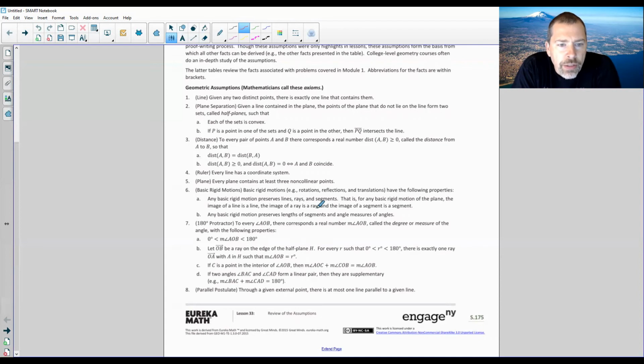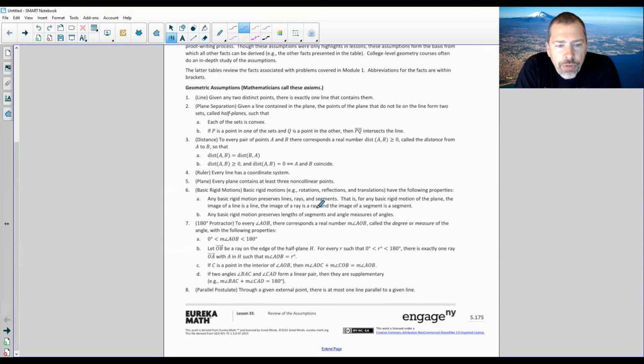3. Distance. To every pair of points A and B, there corresponds a real number, dist(A, B), greater than or equal to 0, called the distance from A to B, so that A, the distance from A to B equals the distance from B to A. B, the distance from A to B is greater than or equal to 0, and the distance from A to B equals 0 if and only if A and B coincide or are the same point. 4. Ruler. Every line has a coordinate system. 5. Plane. Every plane contains at least 3 non-collinear points.